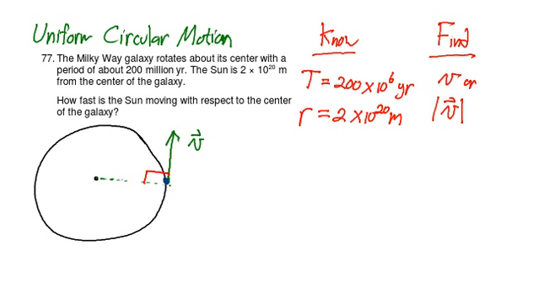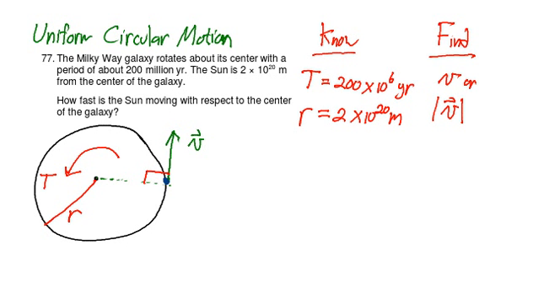Alright, so the circle of the Sun's orbit has a radius that's given by r, and the rotation rate, well, the Sun is rotating around the center, and the period of that rotation is the symbol T.